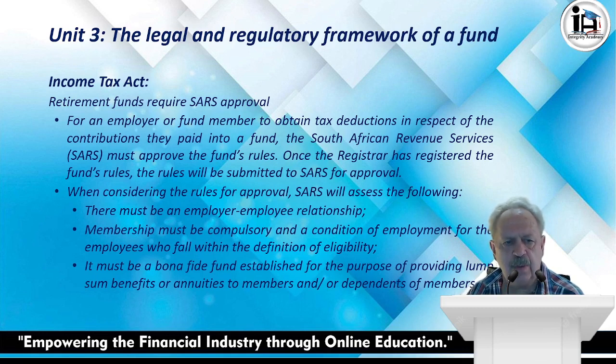There must be an employer-employee relationship. There must be compulsory and a condition of employment for the employees who fall within the definition of eligibility. It must be a bona fide fund established for the purposes of providing lump sum benefits or annuities to members and/or dependents of members.